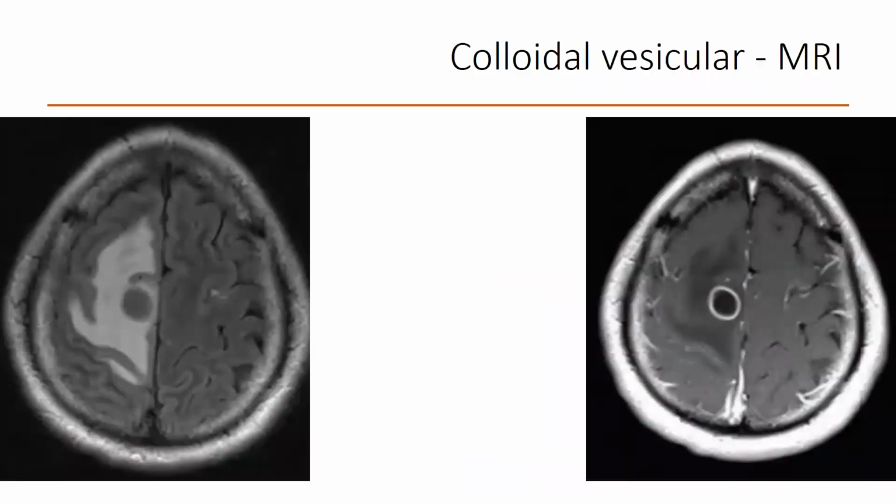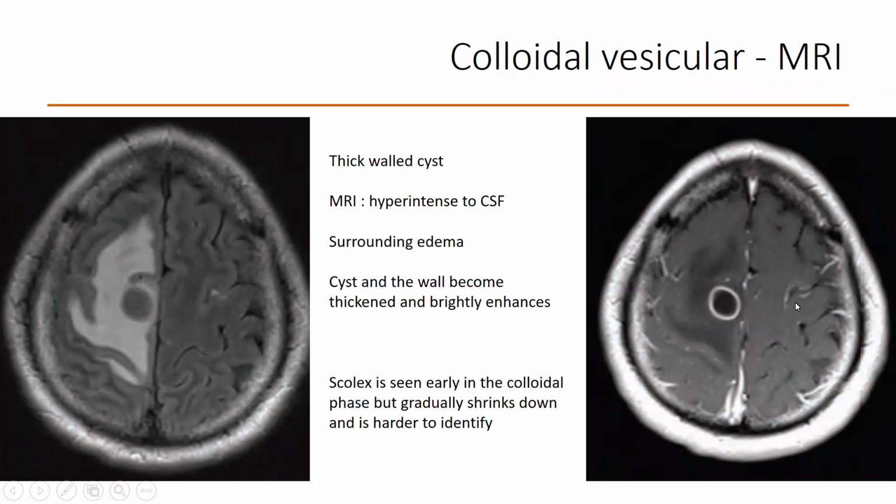So this is the MRI picture of a patient with a colloidal vesicular stage. You can see the extensive surrounding edema around the lesion. And here you can see the thick-walled lesion with the surrounding edema. The enhancement is much more than what you see in the vesicular stage.